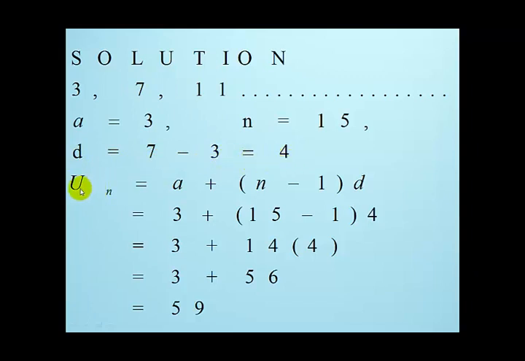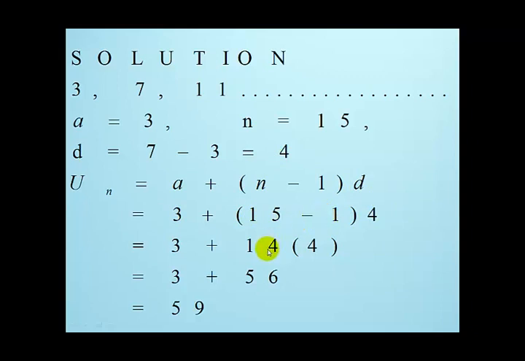Now we know from the relation that the nth term of a linear sequence is given by un equals a plus n minus 1 d, where a is the first term, n is the number of terms, and d is the common difference. Now by substitution, we have 3 plus 15 minus 1 times 4. Why do we have 3? Because the first term a is equal to 3. n is the number of terms, that is 15 from the question, and d is the common difference, that is 4 from our calculation.